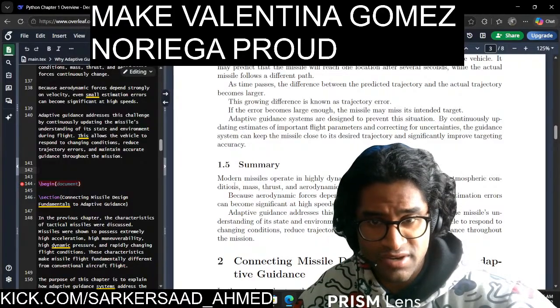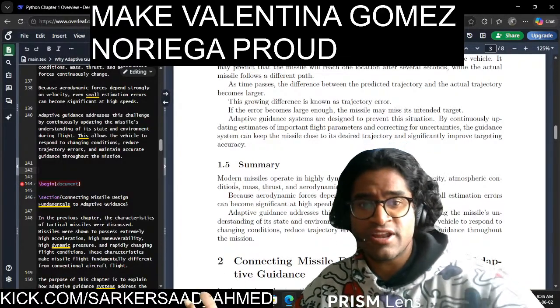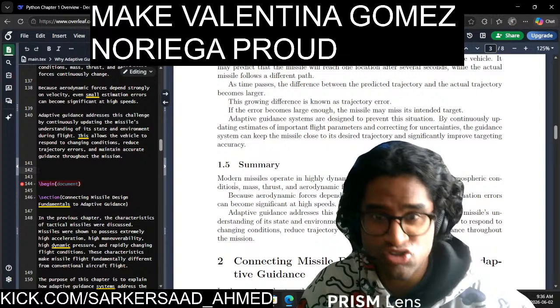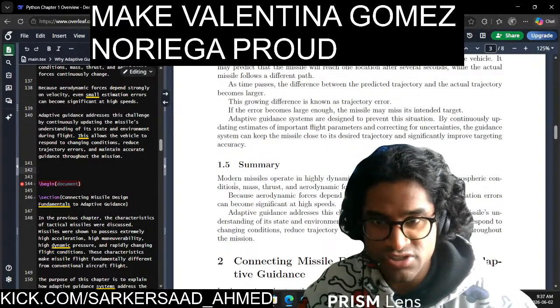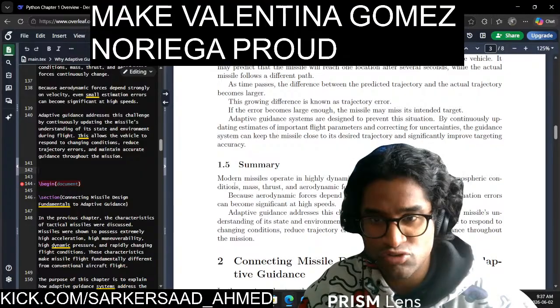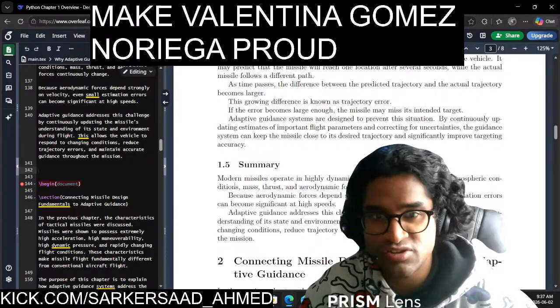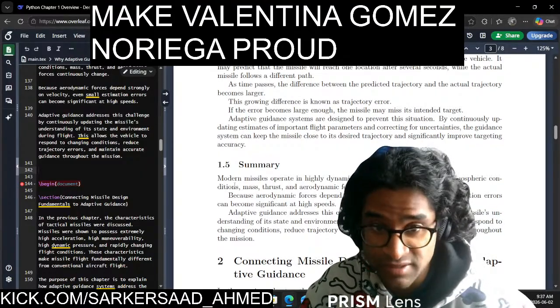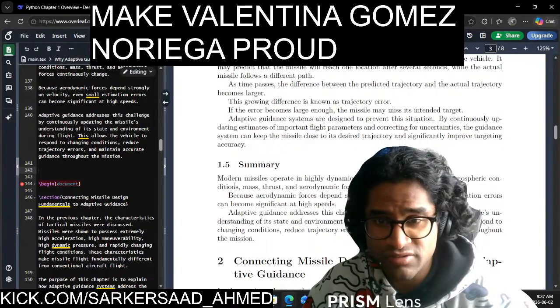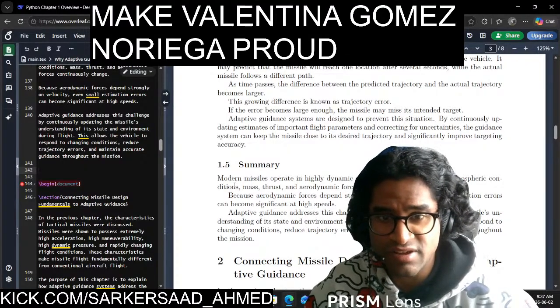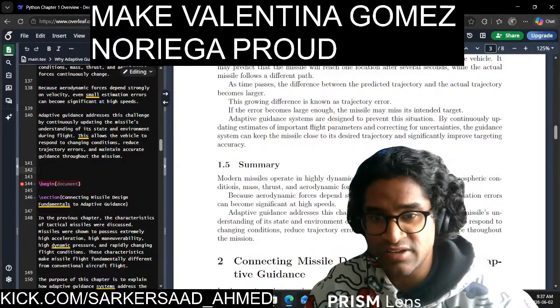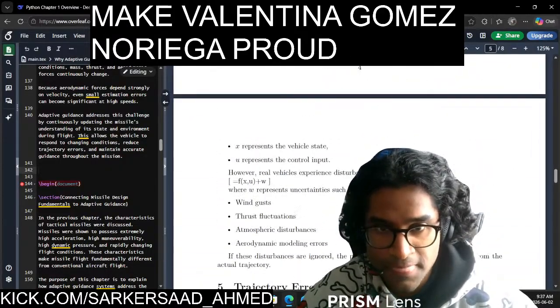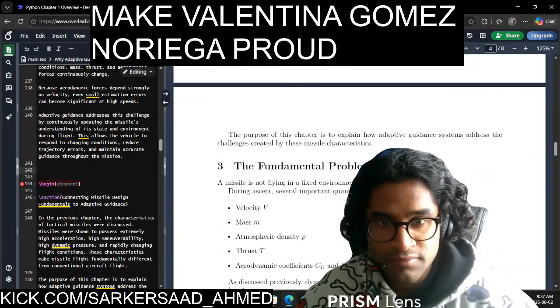The modern missiles operate in highly dynamic environments where velocity, atmospheric conditions, mass, thrust, and aerodynamic forces, these are all from chapter 1, continue to change. Because the aerodynamic forces depend strongly on the velocity, even small estimation errors can become significant at very high speeds. Adaptive guidance addresses this challenge by continuously updating the missile's understanding of its state and environment during the flight, which allows the vehicle to respond to changing conditions. Okay, cool.